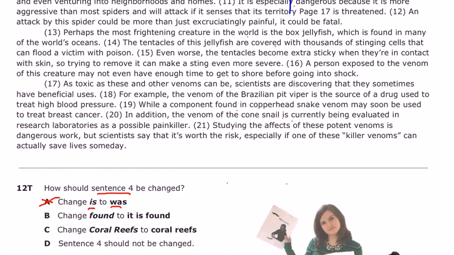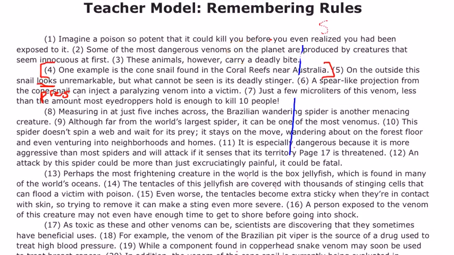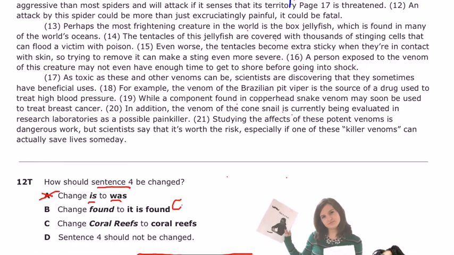B, change found to it is found. And remember with B, that's all we can do. We don't get to add additional punctuation. We only get to make the change that they're suggesting. So one example is the cone snail. It is found in the coral reefs near Australia. Now, if I add that right here with no other punctuation, which I can't add because it just says change found to it is found, I would be creating a run-on sentence, and I don't want to have a run-on. So I can eliminate B confidently because it creates that run-on.